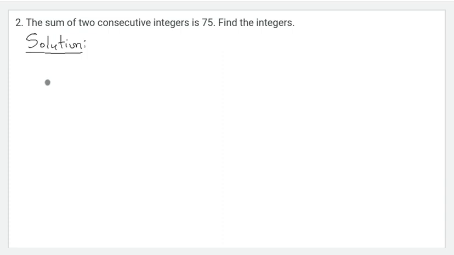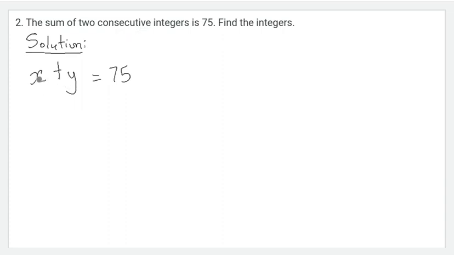So the sum of 2 consecutive integers is 75. Find the integers. Let's call the first integer x and the second integer y. These two, x and y, are 2 consecutive integers, and if you add them up, it gives you 75. How are we going to find x and y? The word consecutive is a key word here, and that's what's going to help us find the numbers.